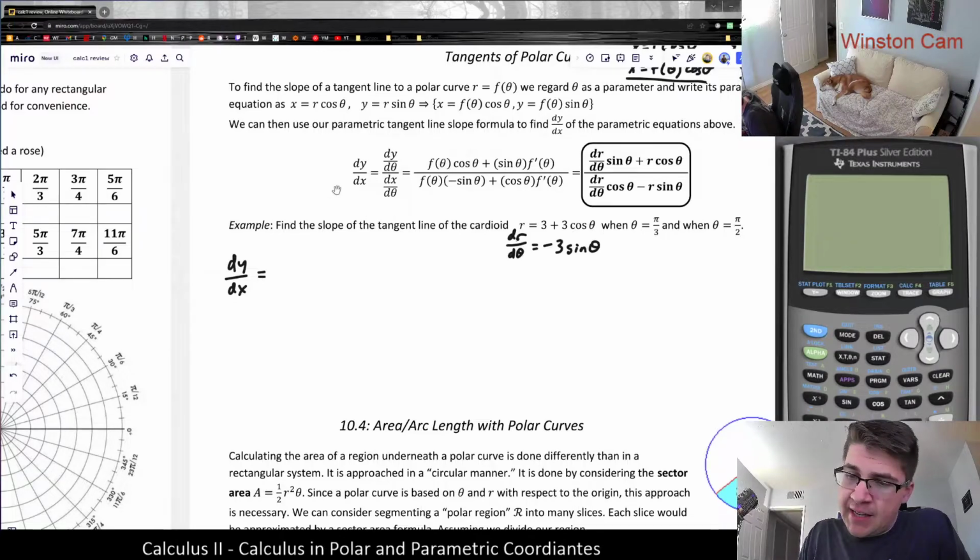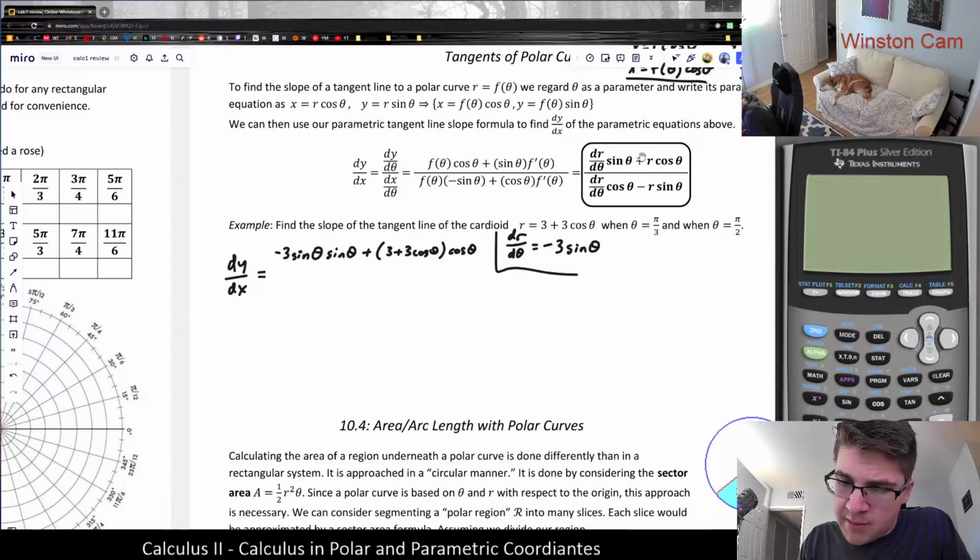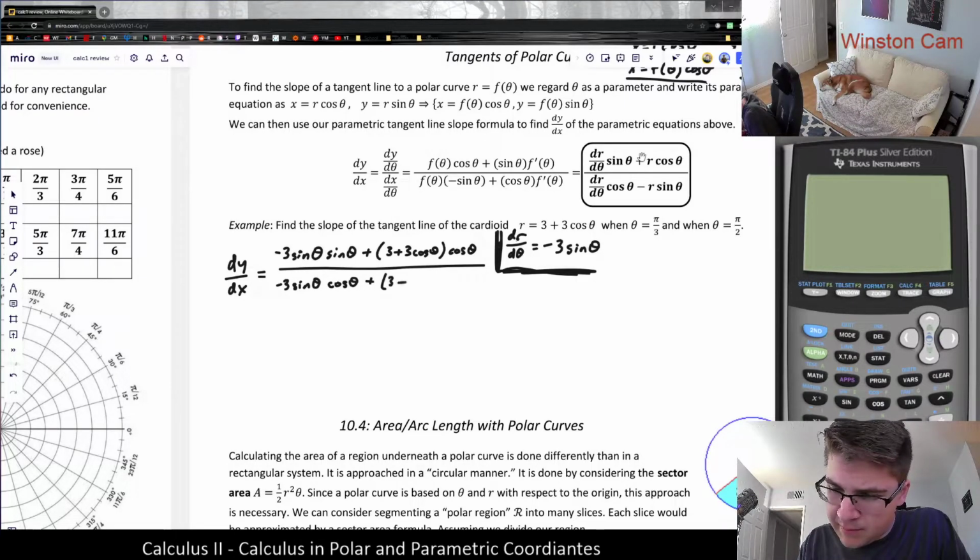So if we now plug all that in, dr d theta is negative 3 sine theta, and what it says is that our slope is dr d theta times sine of theta, so I need to multiply by another sine, plus r cosine theta. And again, r would just be plugging in the original equation times cosine of theta. And all of that is going to be divided by dr d theta, which again we solved to be negative 3 sine theta times the cosine of theta, minus r times the sine of theta. Sorry, not plus, minus.